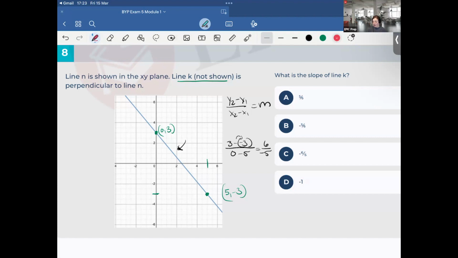The line perpendicular will be the negative reciprocal of this one, which will make it positive 5 over 6, which is looking like correct answer A. Oh my goodness, isn't that amazing?